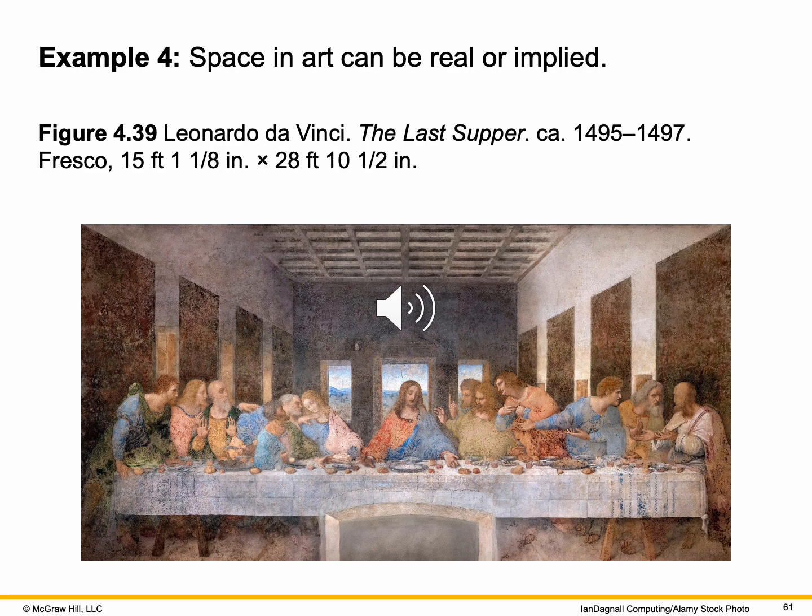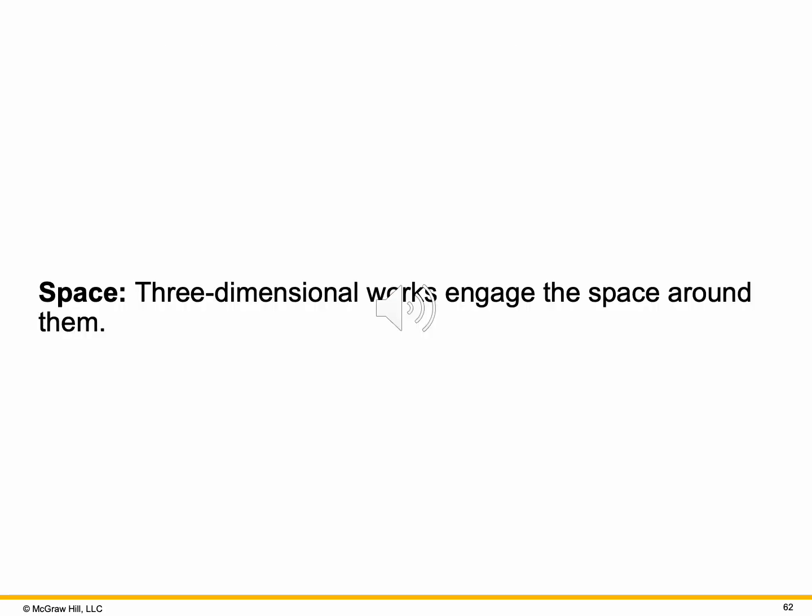Space in art can be real or implied. In this piece by Leonardo da Vinci, The Last Supper, Leonardo da Vinci is using overlapping and placement to communicate implied space, and he is also using linear perspective.